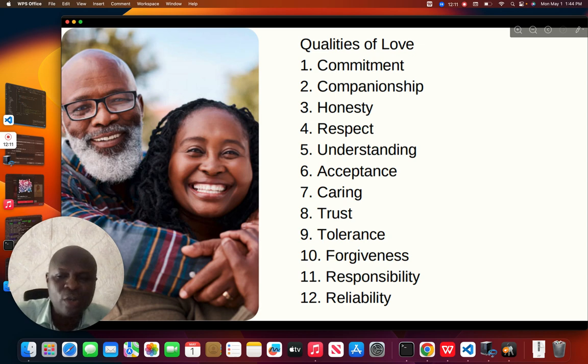Then you must also respect. This is another quality of love. You must respect. If you say you love somebody, you must respect that person. If that person should tell you his or her secret, you must keep it to yourself. Not that you go behind and be spoiling your friend. Then you must understand that person. Understand that person because you are coming from different background. So you must really understand that person.